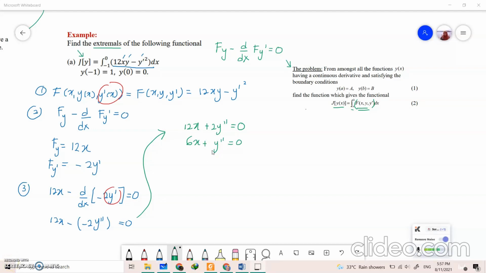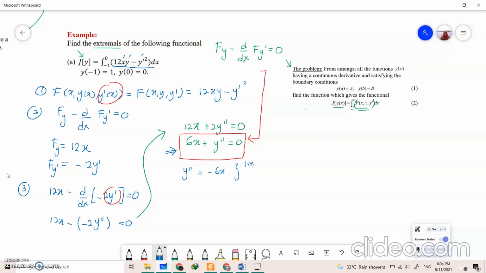That's why from this Euler's equation we want to find the solution of a second order derivative equation. This is where the solution of the differential equation is to be found. All right, so from here we want to find the solution of this second order differential equation. So put y double prime on the left hand side. Now it is equal to negative 6x.